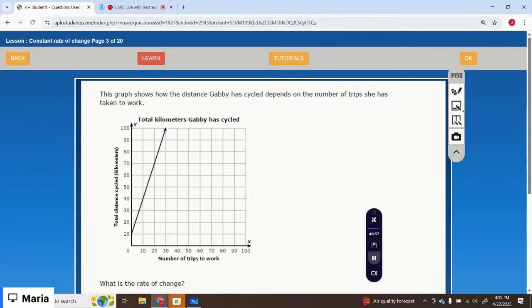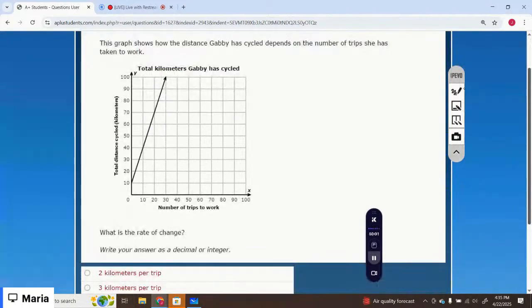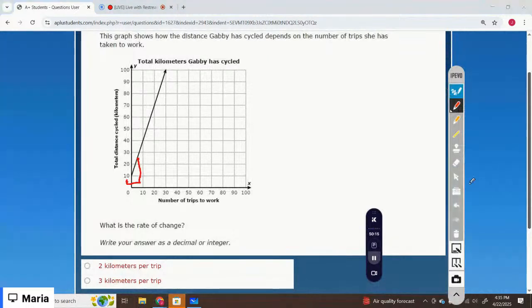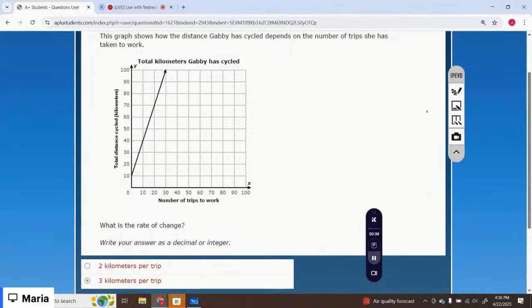The graph shows how the distance Gabby has cycled depends on the number of trips she has taken to work. What is the rate of change? That is 3 kilometers per trip. Option number 2 is the correct option.